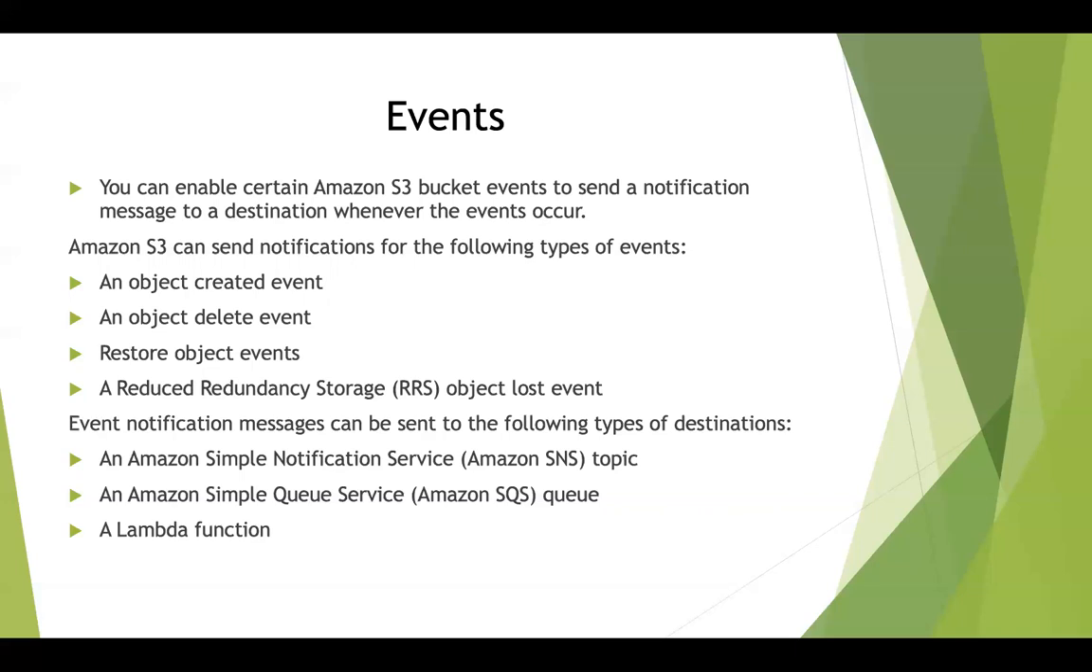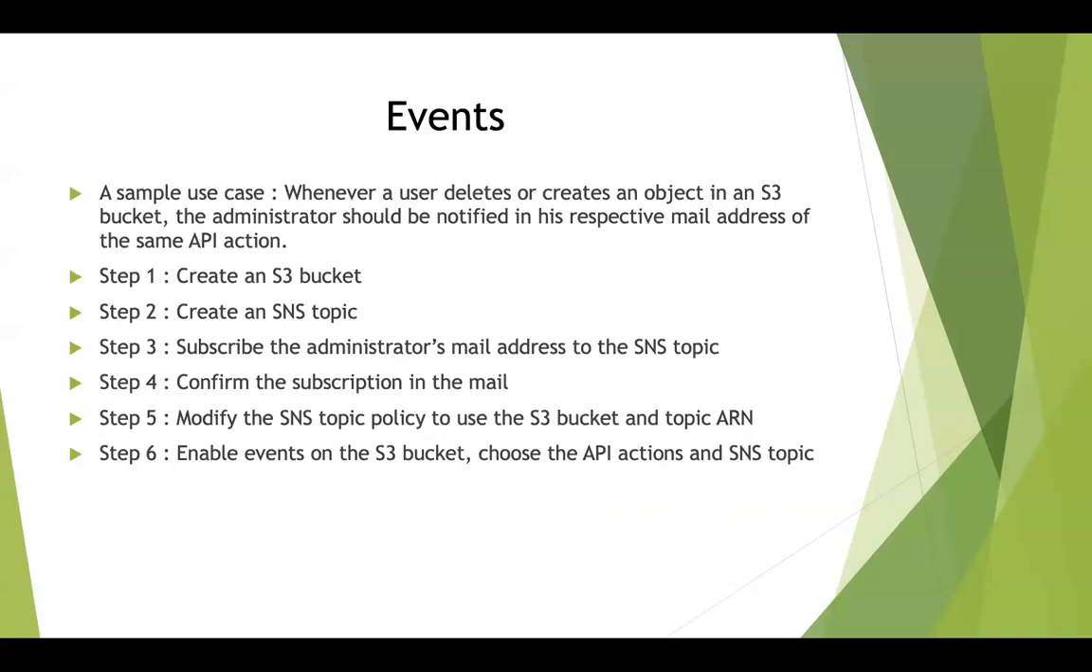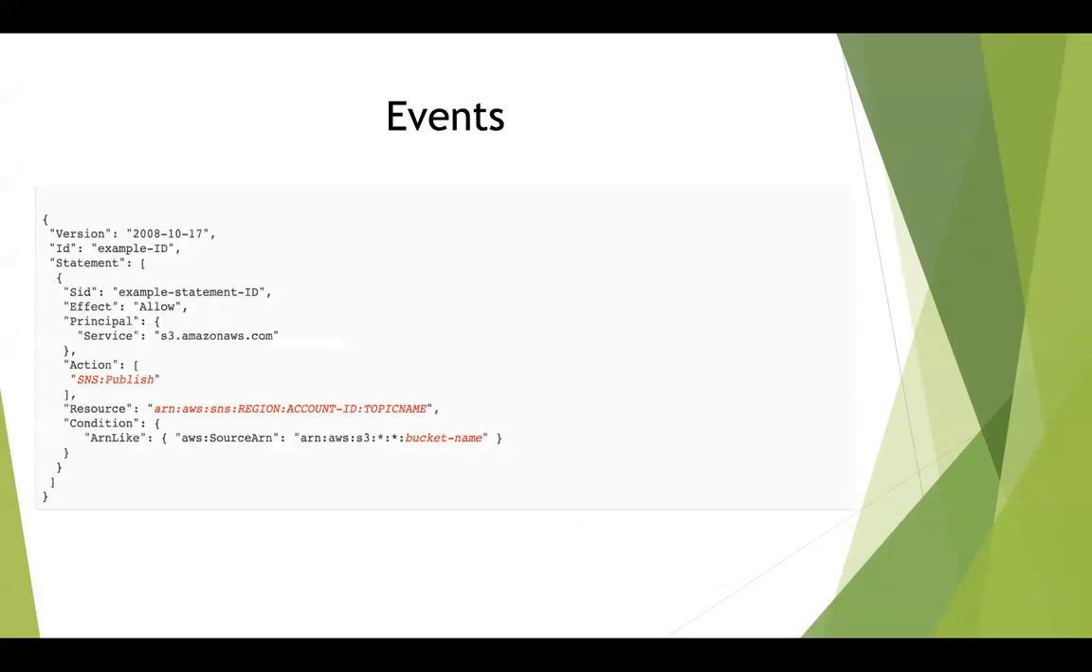And one case scenario that we are going to look at is whenever a user deletes or creates an object in an S3 bucket, we will be notified of that in our respective email address. So this is the topic policy that we are going to apply on the SNS side. So this topic policy includes the bucket's name or the bucket's ARN, for which we are going to enable the event notification. And then the topic ARN that we are going to mention. And then the action is going to be to publish to that particular topic, which means that people who are subscribed to that particular topic will receive that email.